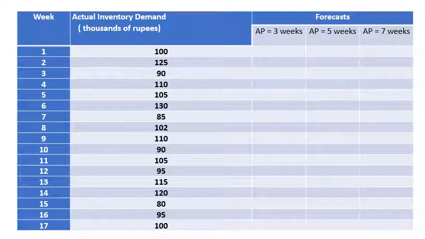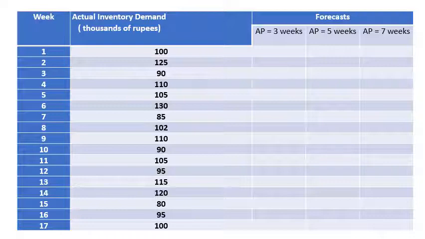The data here is plotted in a table. The weekly inventory demand in thousands of rupees is given. The table shows for week 1 the actual inventory demand in thousands of rupees is 100. For week 2 it is 125, week 3 it is 90, week 4 110 and so on. For 17 weeks data is given and you are asked to find the forecast. The inventory in-charge wants to find out the forecast for the 18th week based on this data.